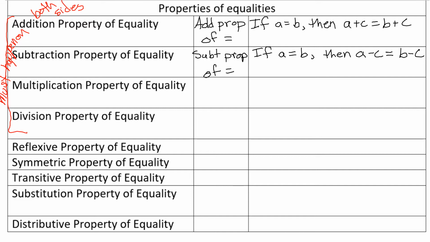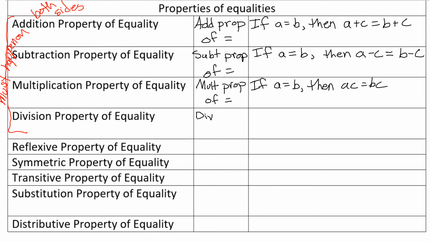Then we have the multiplication property of equality. Okay, and our abbreviation is MULT, prop of equal sign. And again, if A equals B, then A times C equals B times C.